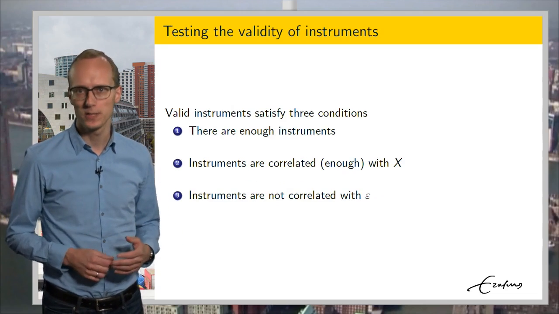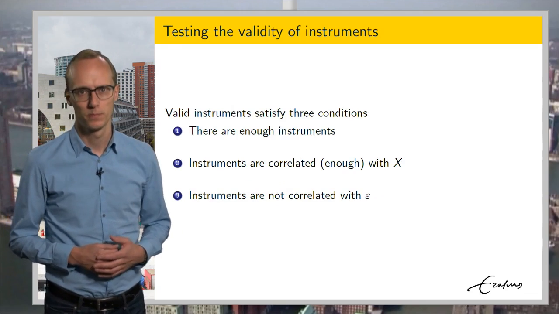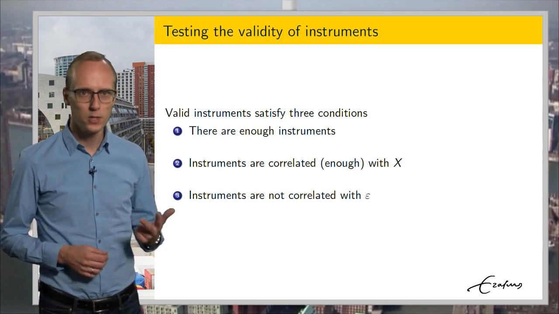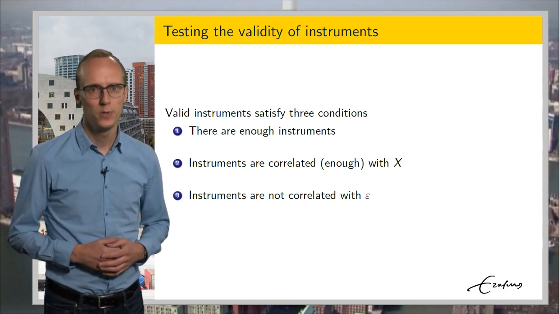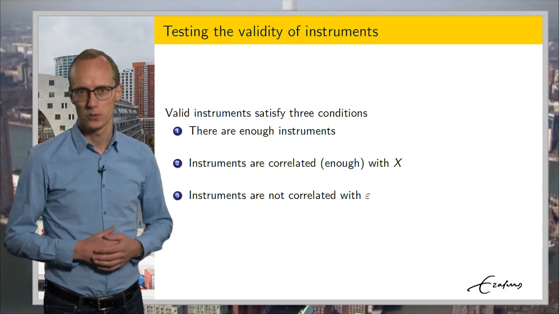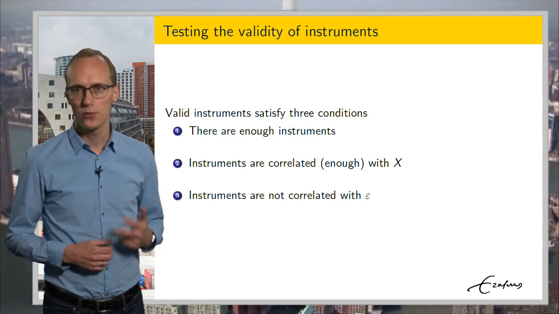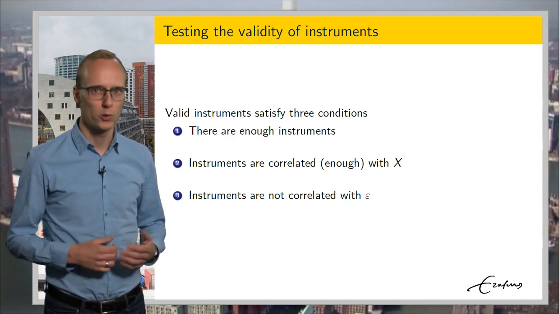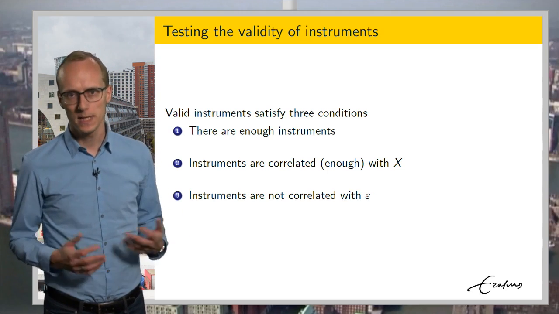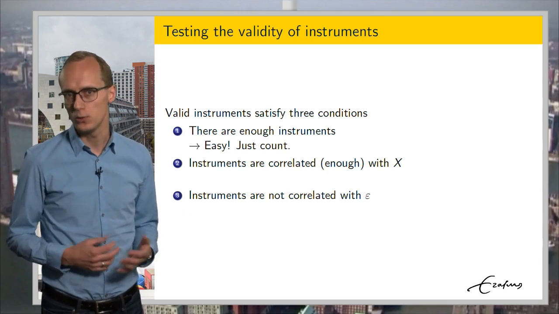First, we focus on testing the validity of the instruments. Actually, we need to check three conditions. 1. We need to check whether there are enough instruments. 2. Whether the instruments are correlated enough with X. And 3. We need to check for zero correlation with epsilon. Checking the first is easy. We just need to count.